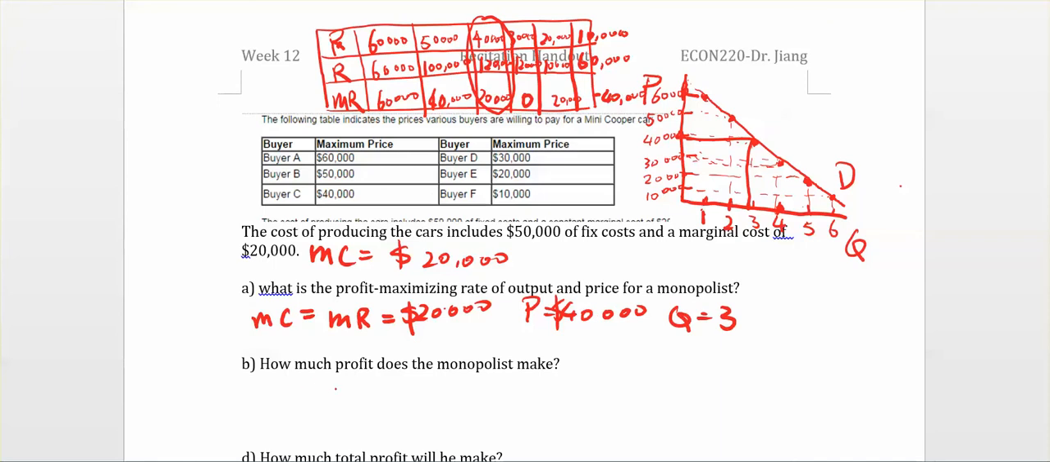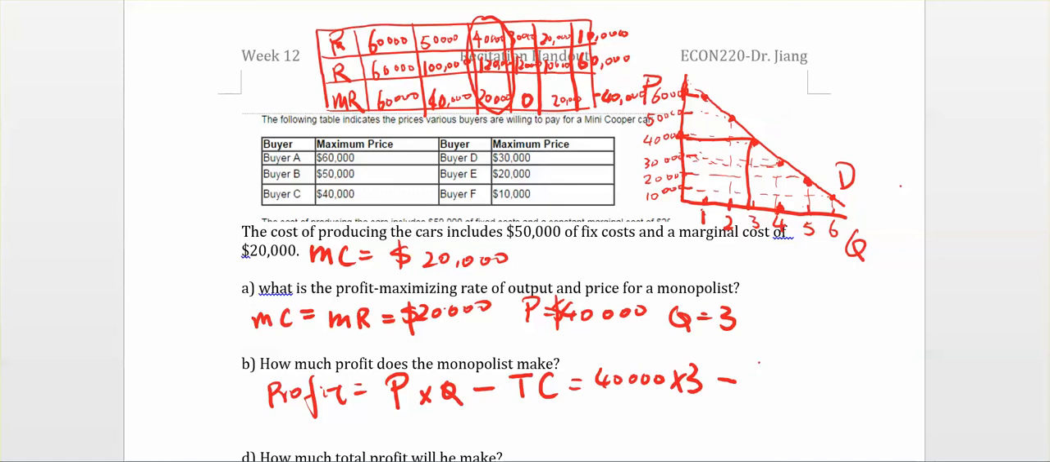And question B, how much profit does the monopolist make? So the profit is equal to the price times the quantity minus the total cost. So we will have $40,000 times 3 minus... now you want to ask me, what will be our total cost?